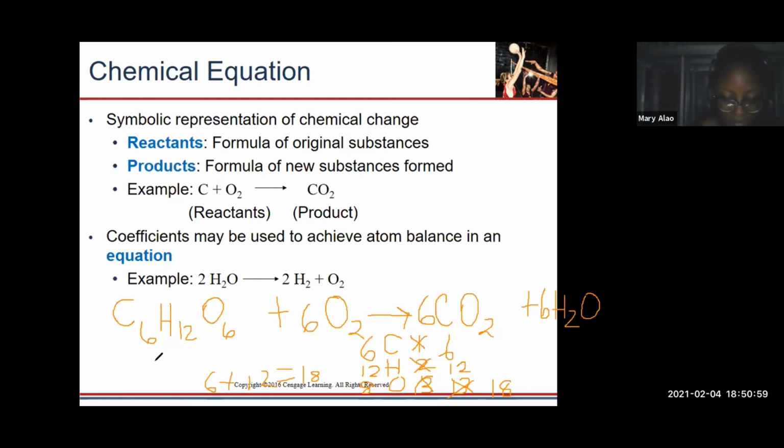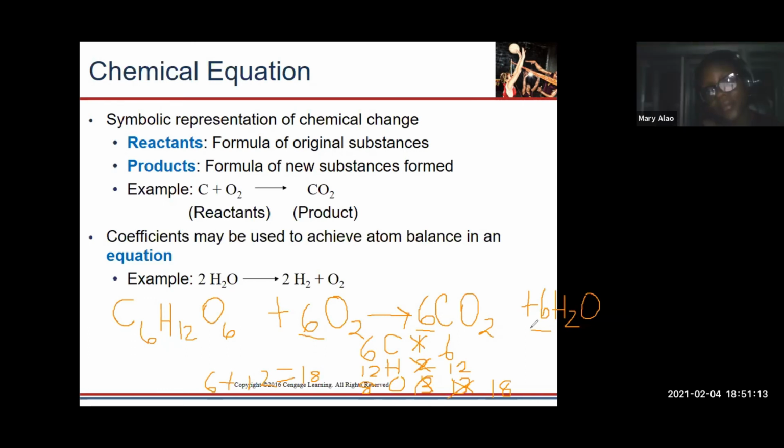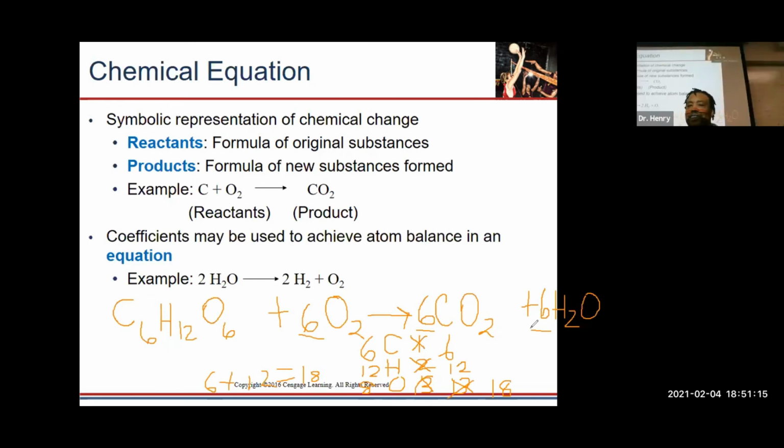An easy way to remember the chemical equation for cellular respiration is sugar is the devil. Sugar, 6, 6, 6. Okay? Questions?